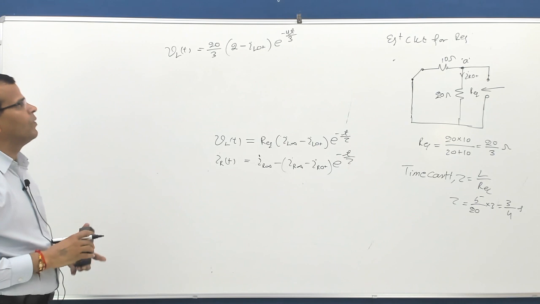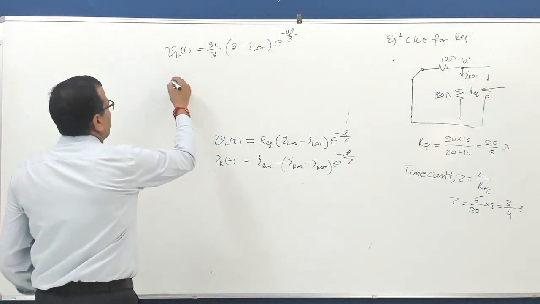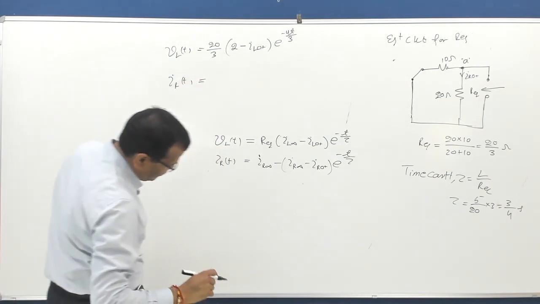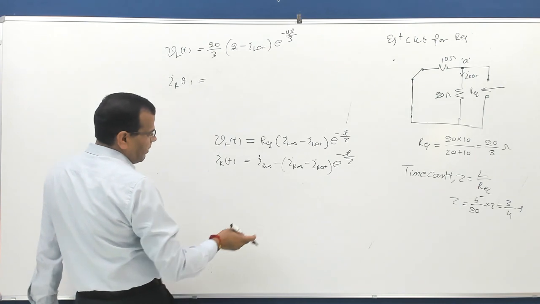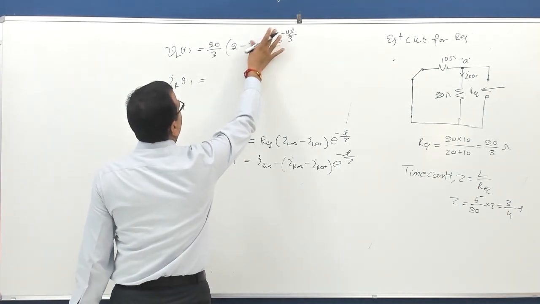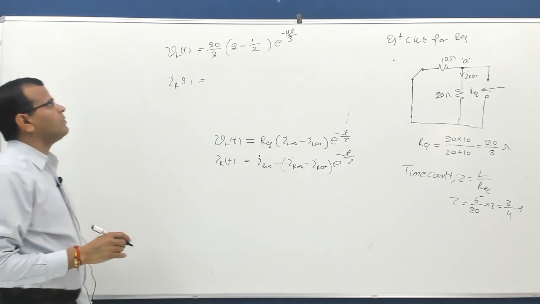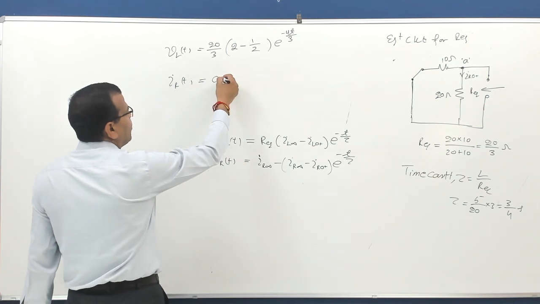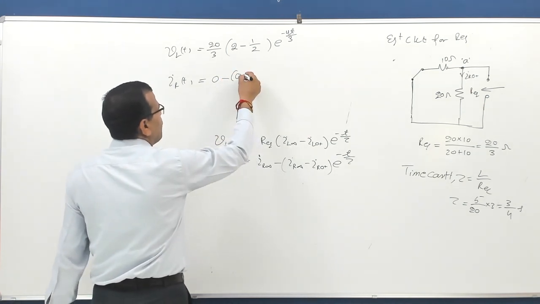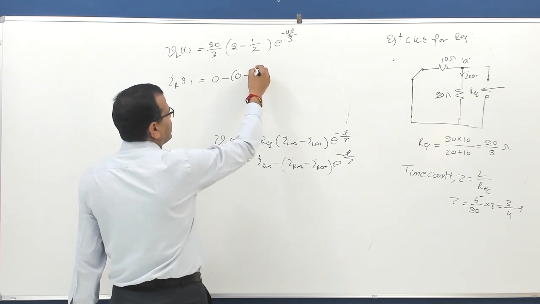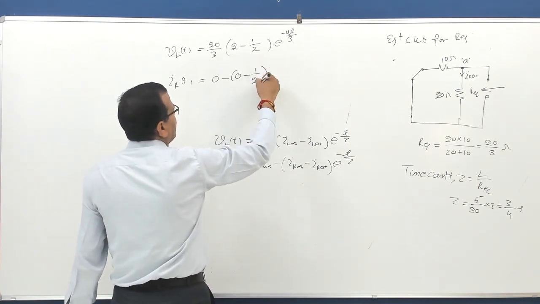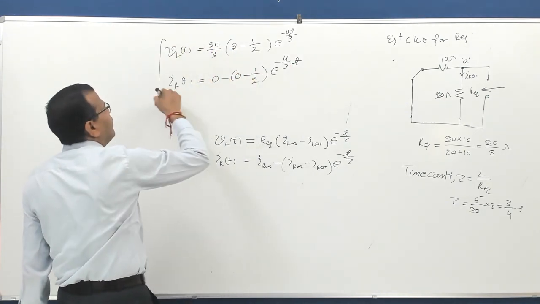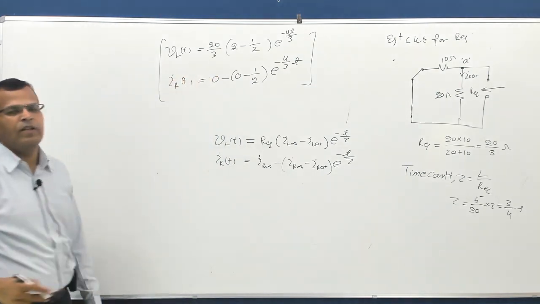Similarly, for obtaining IR(t), this is equal to, if you remember, this was 1 by 2 ampere, so I will replace it by 1 by 2 ampere. IR(t) is equal to IR infinity, that was 0, minus IR 0 plus, that was 1 by 2 ampere, into e raised to power minus 4 by 3 t. So you have calculated both for the circuit.